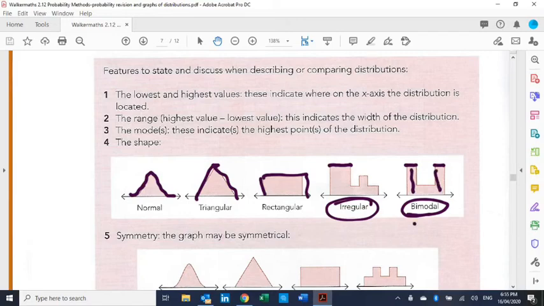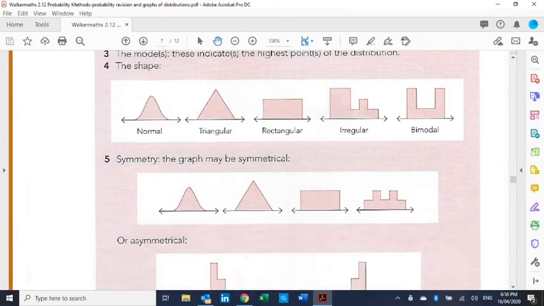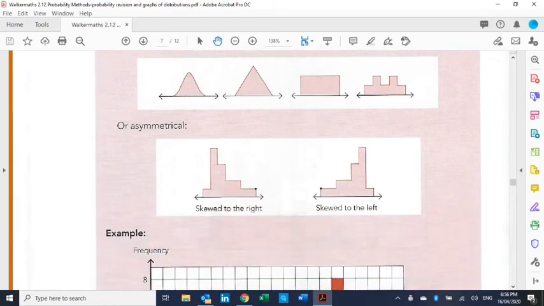Okay. Graphs, the distributions of data, can also be described by their symmetry. Not all of them are symmetrical. The irregular one there was not symmetrical, but all of these in number 5 were symmetrical. So you may describe a graph as symmetrical, or you may describe it as asymmetrical. And usually when they're asymmetrical, they're called skewed in one direction or the other. Now it's important that you pay careful attention to which direction it's skewed.